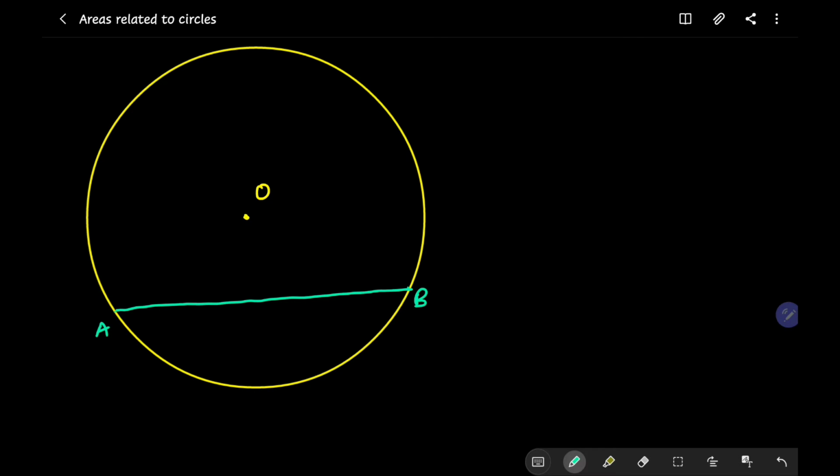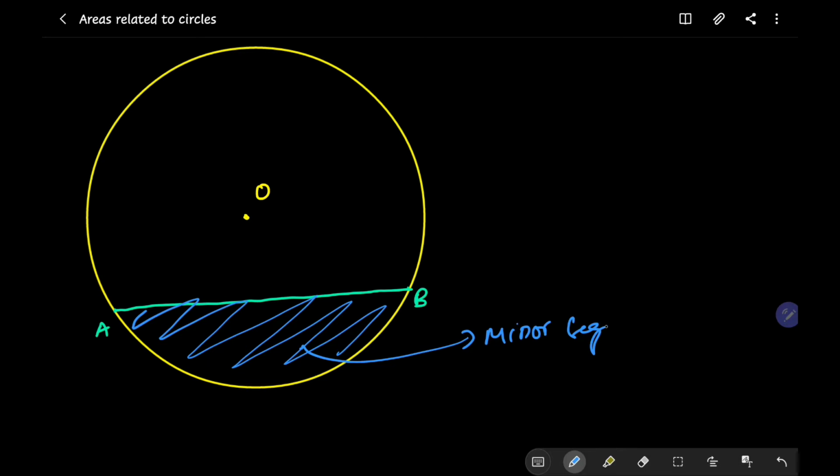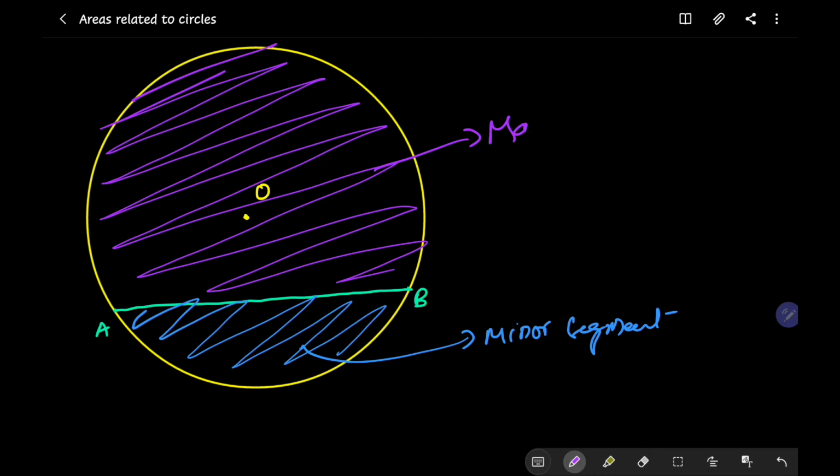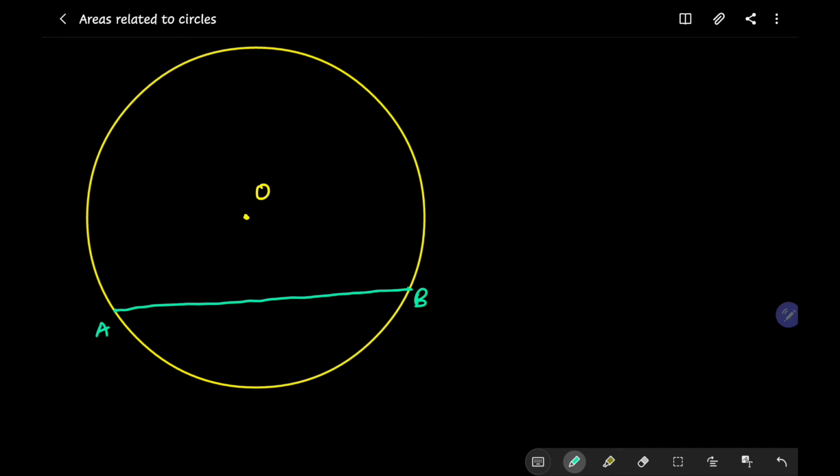In the shown diagram, the chord AB is dividing the circle into two parts. Each one is called a segment of a circle. The segment in blue color is a minor segment, and the segment in purple color, which is containing the center of the circle, is called the major segment. If the chord passes through the center of the circle, then it's the diameter and it divides the circle into two segments of equal area.